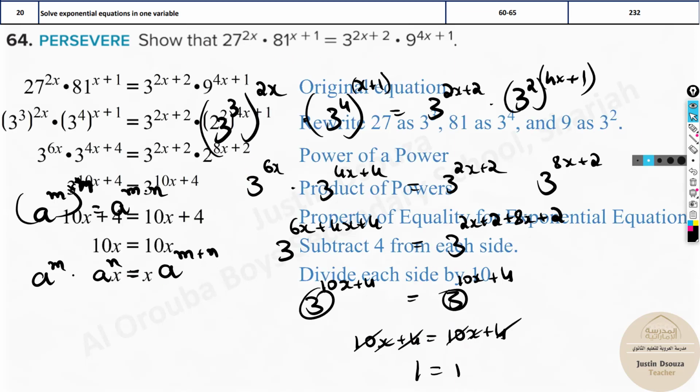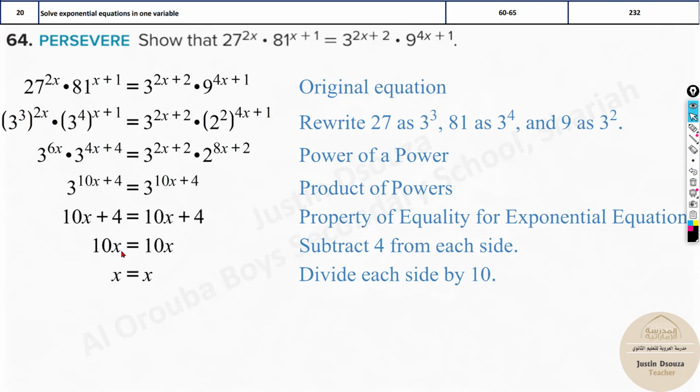Now see, we got the same thing, but here they have simplified it further and just kept x equals x. Both the sides are same. That's it.